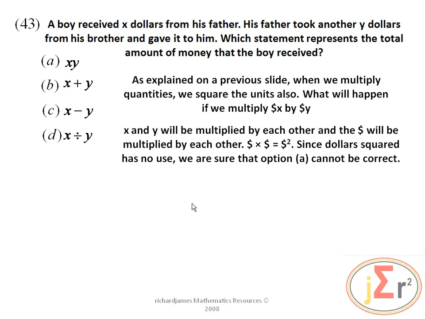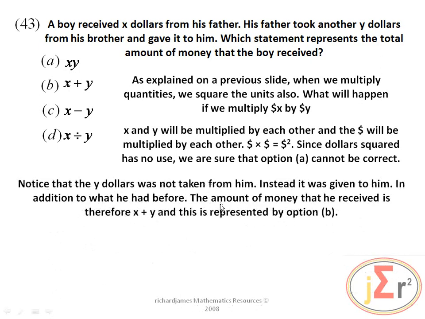That is going to be outrageous. And what do you have to say about that, Jerry Lewis? Okay, Jerry Lewis is agreeing with me. He does not want to contradict me much. Yes, he's saying that he will not have to contradict me if I am correct. So, we do not multiply dollars by dollars. The quantity will have no use at all. So we are sure that option A cannot be correct.